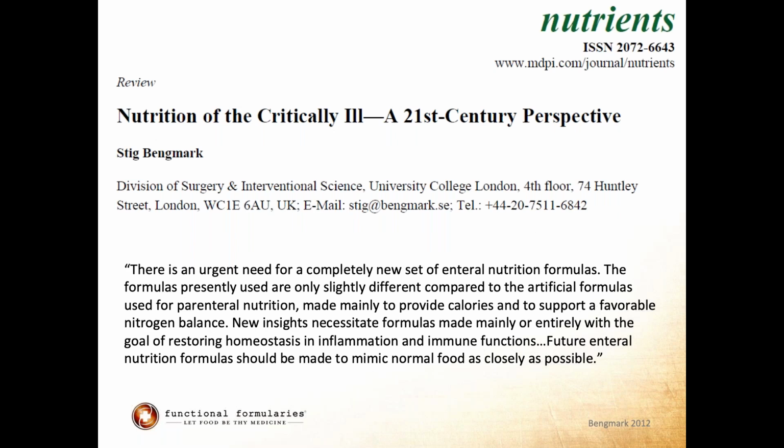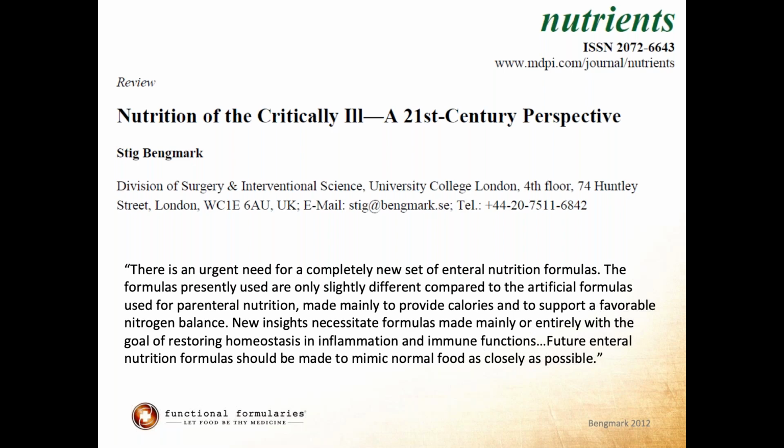So this citation here, and this quote comes from the Nutrients Journal from Professor Bengmark. He's a world-renowned surgeon and researcher from Sweden who has made great contributions to the hepatobiliary surgery area and the nutritional field in his career. In more recent years, he has spent time researching the gut flora, bacterial translocation, enteral nutrition, and critical care.